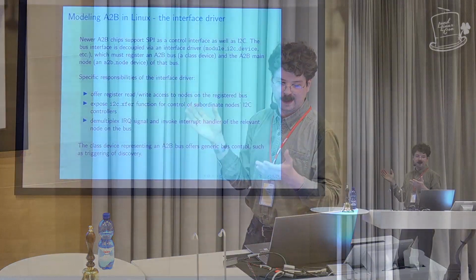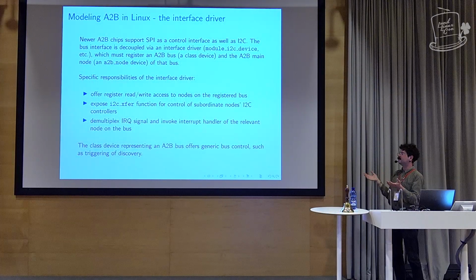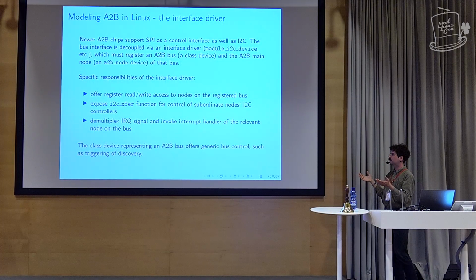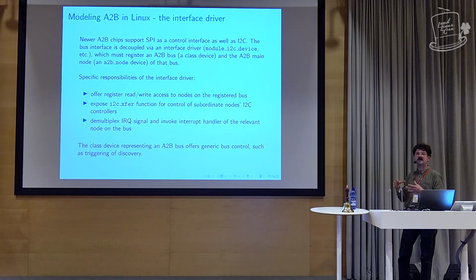And basically, I said, okay, just have the interface driver register a class device representing the bus itself, and then register the main node itself. But the actual node functionality will be controlled by a discrete driver of type module A2B driver, because I want to use the same driver for controlling my subordinate nodes as well.